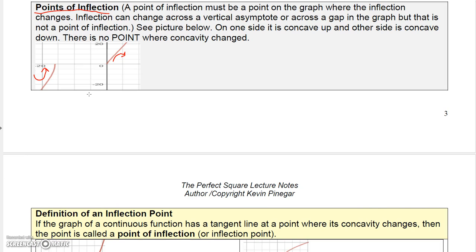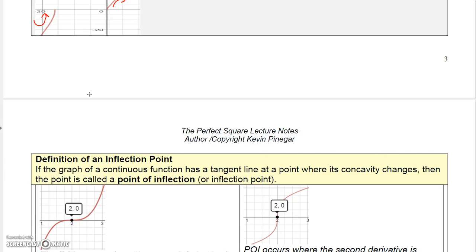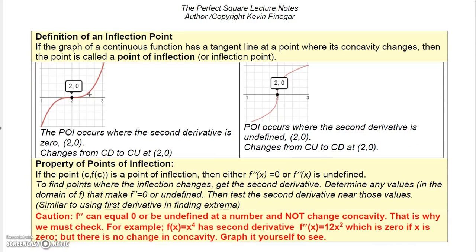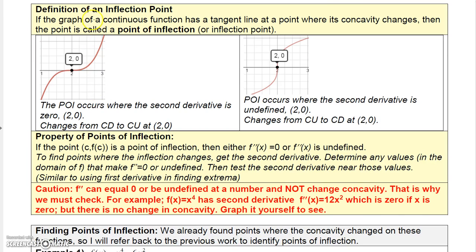So we want to actually be able to find the points where the graph changes its inflection, which means changes concavity. So basically, the definition of an inflection point is this: if the graph of a continuous function has a tangent line at a point where its concavity changes, then the point is called a point of inflection. So basically, there has to be a tangent line.